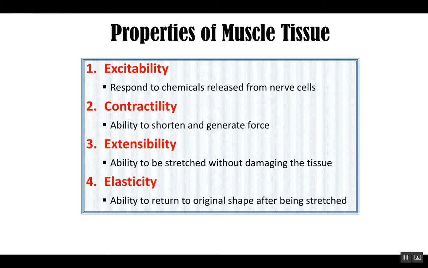Number 4 is elasticity. This is the ability then to return to the original shape after being stretched. So now if you think of a typical muscle, it will contract, then relax. It might stretch then, and then go back to its original shape. So those are common properties to all muscle tissues.